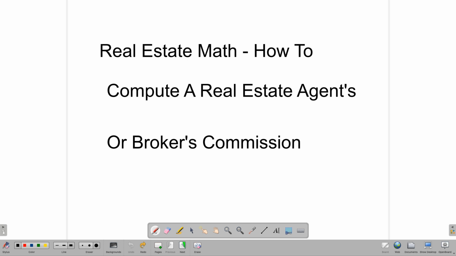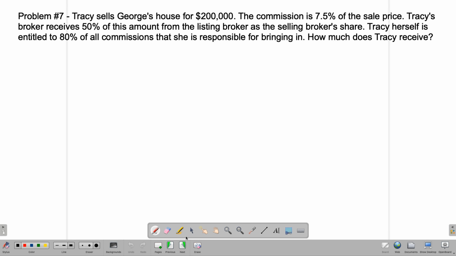Real estate math. How to compute a real estate agent's or broker's commission. All right, so problem number 7. We have Tracy sells George's house for $200,000. The commission is 7.5% of the sales price.